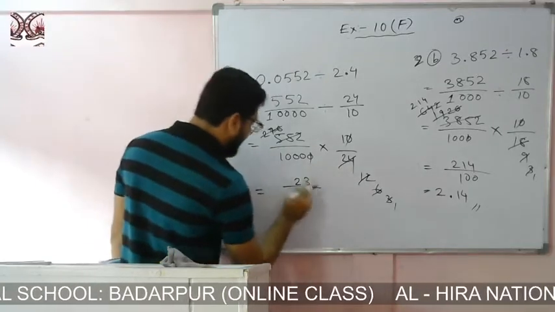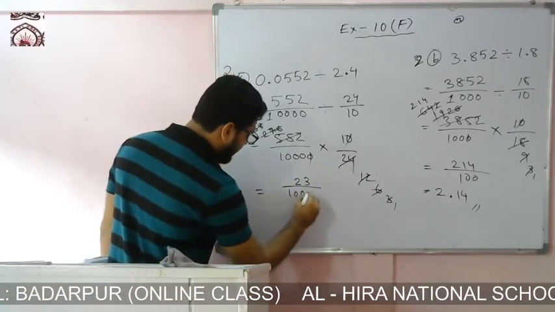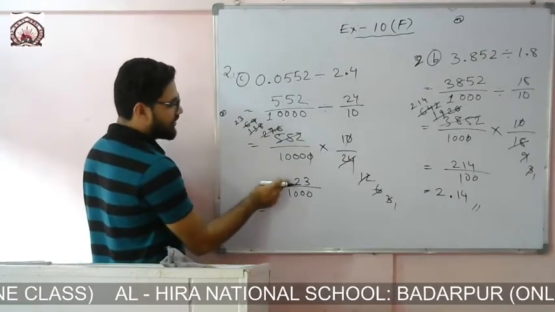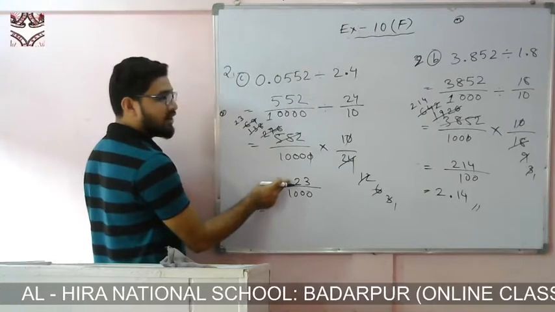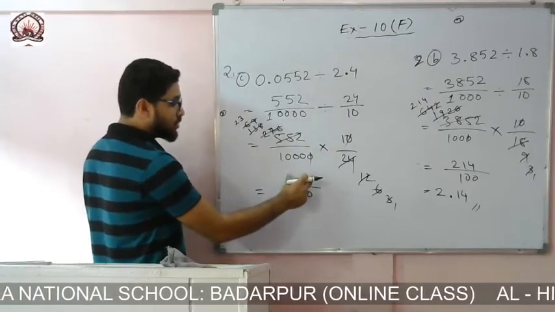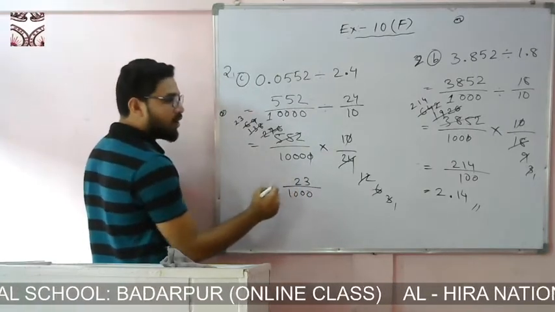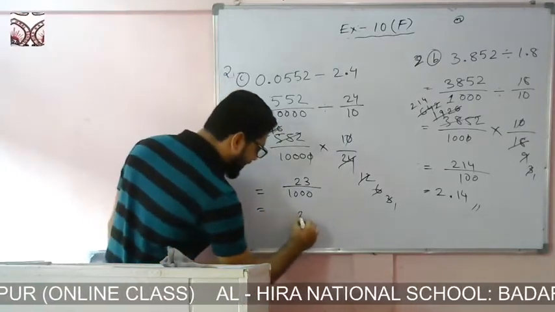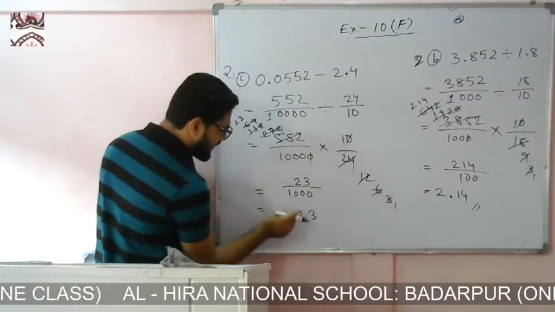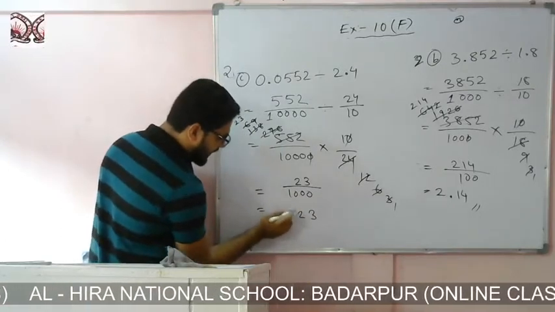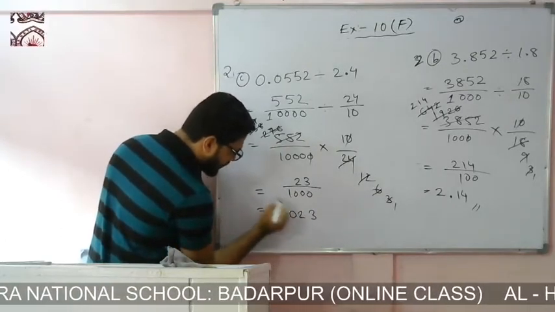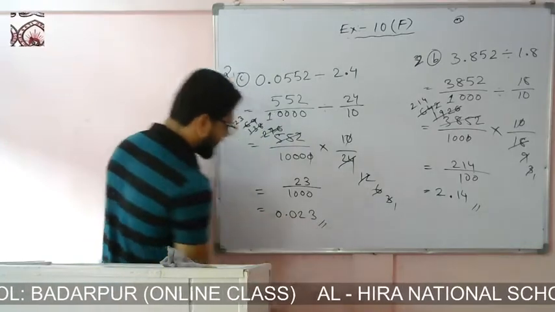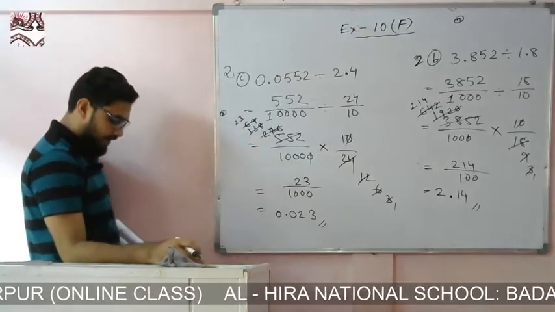Now you see in the numerator you got 23, and in the denominator 1000. So here 3 zeros, so the point will come before 3 digits, but in the numerator we have seen that this is 2 digits. So by adding 0 we will make it 3 digits. After that we will put the point. That means first we will write 23, and 1 2 3, here no digit is there, so we will put 0. After that we will put the point. Okay. 0.023 is the required answer.